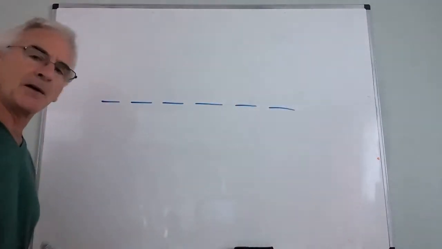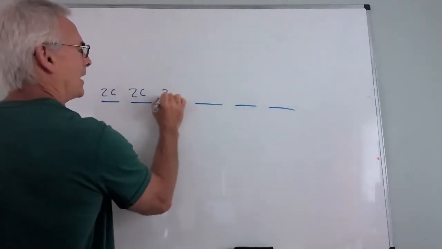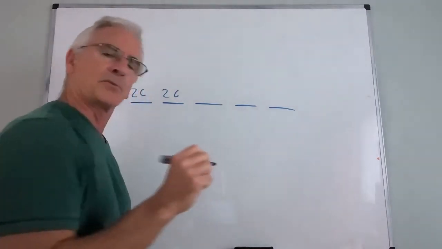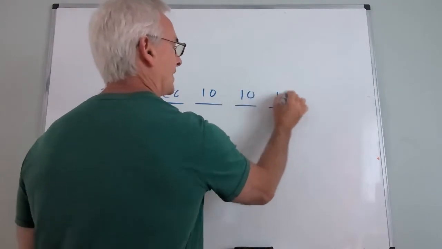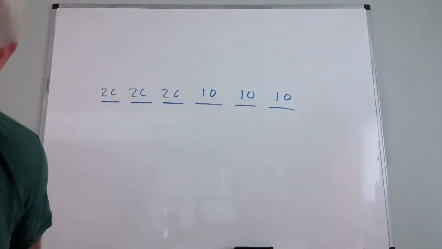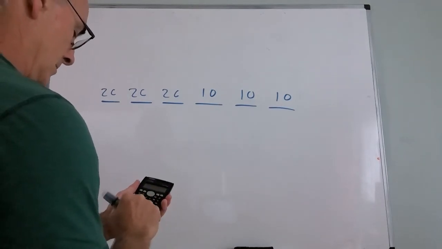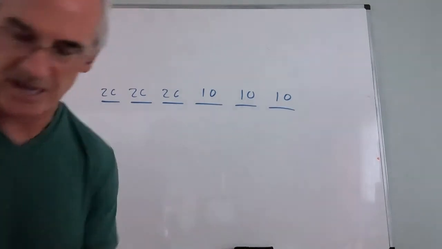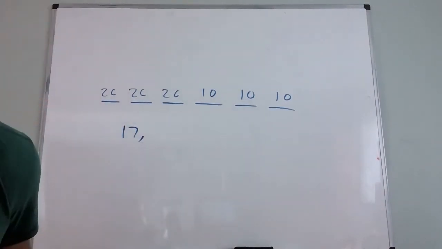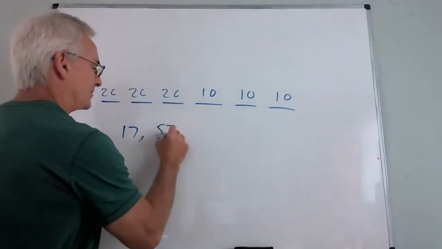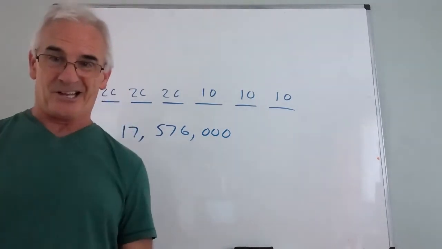How many choices did you have for the first letter? You just said 26. How about the second? Well, 26. How about the third? 26. Then it was followed by 3 numbers. So how many choices did you have? 10. So if I said how many license plates were possible, multiply this out, piece of cake. The answer is 17,576,000. There are that many different license plates possible in the state of California.